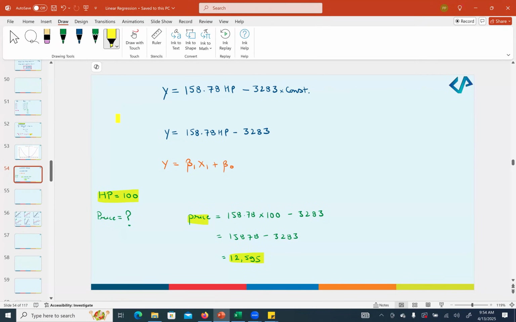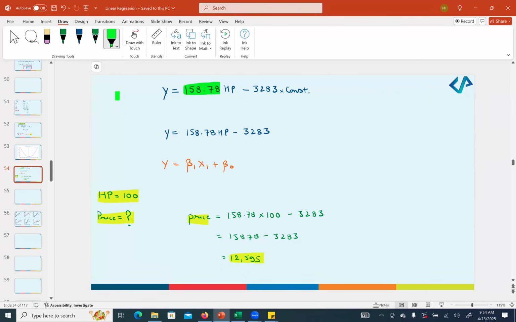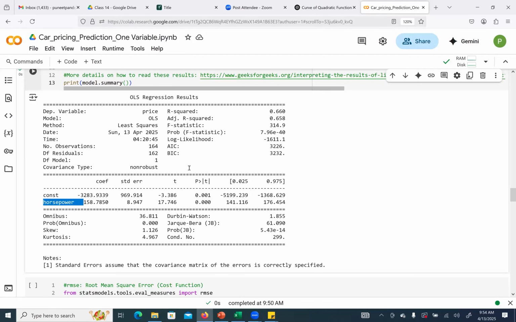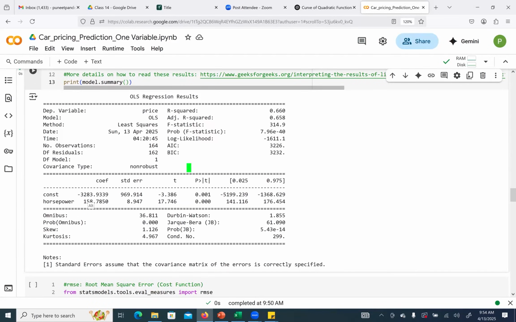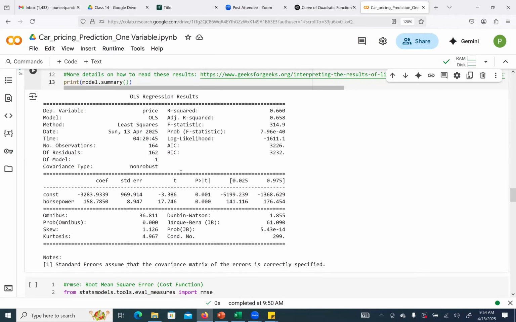If horsepower is 100 and I want to predict the price, how are these values coming? This 158.78 is coming from here, the coefficient. Similarly, the constant coefficient is minus 3283. Right? So these two are the most important metrics for us.